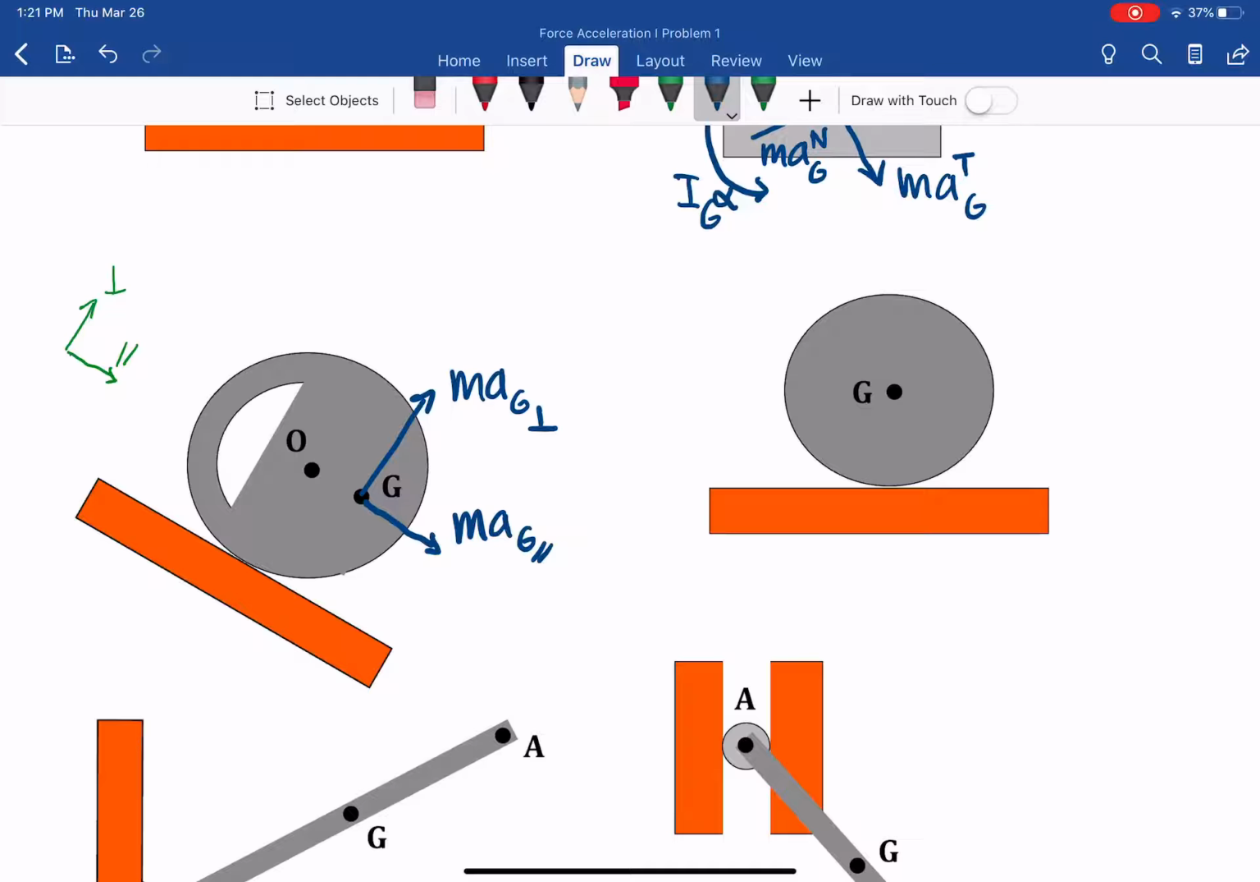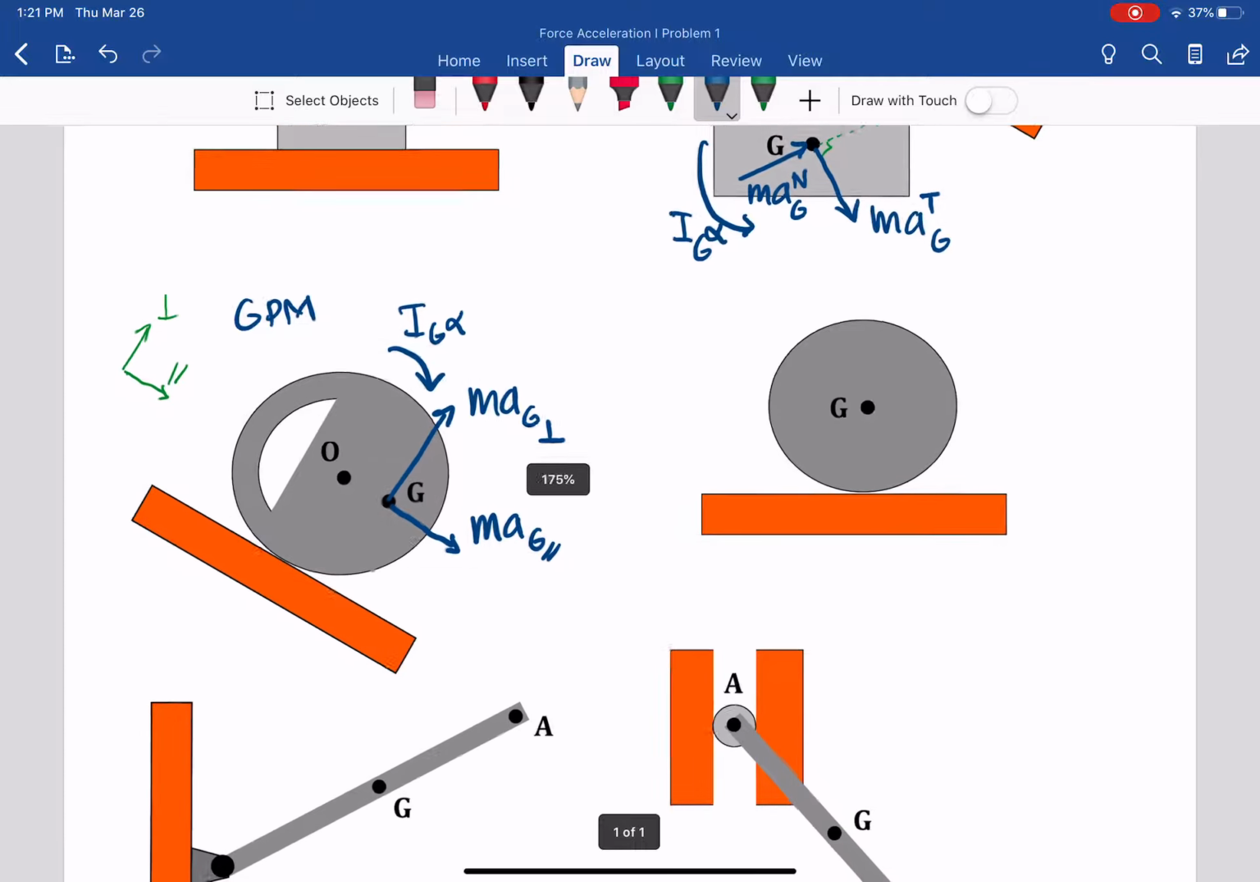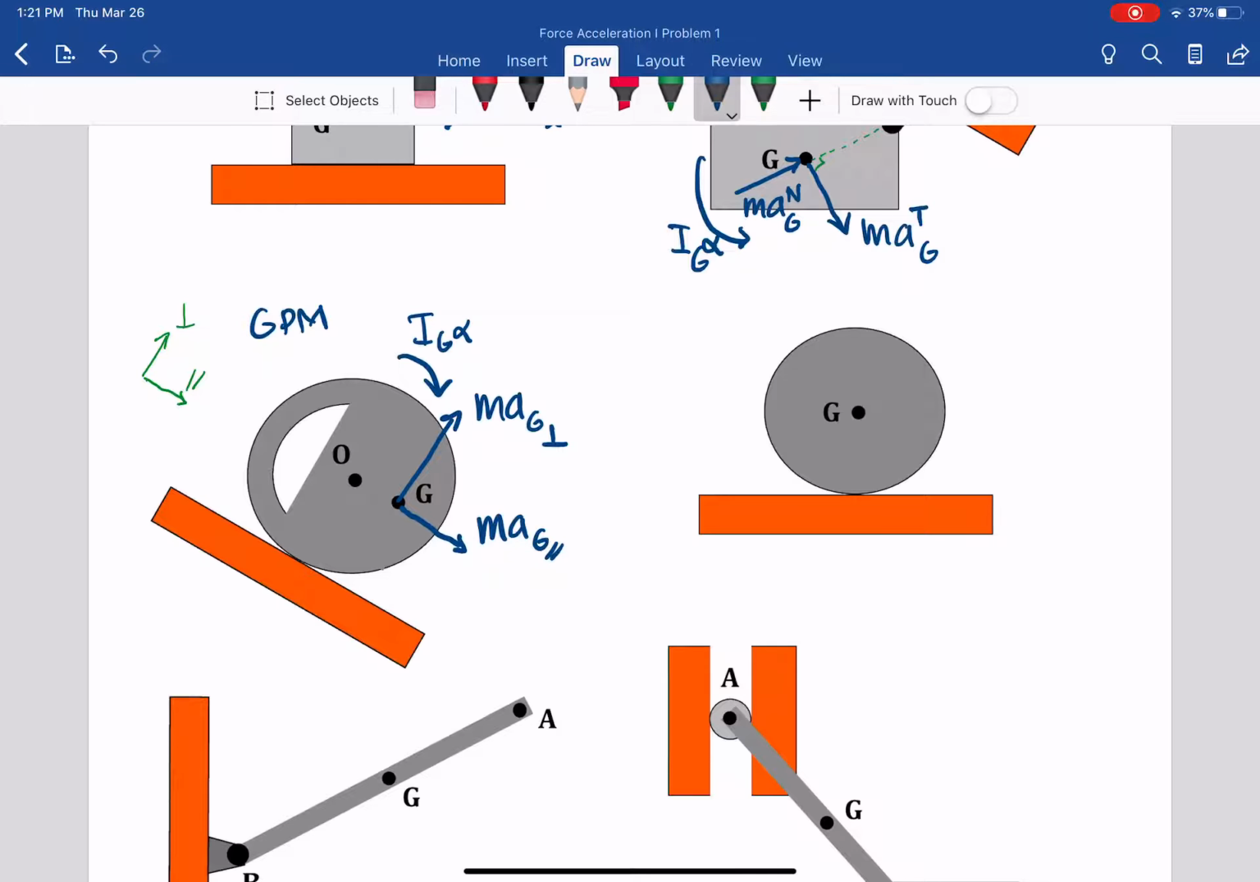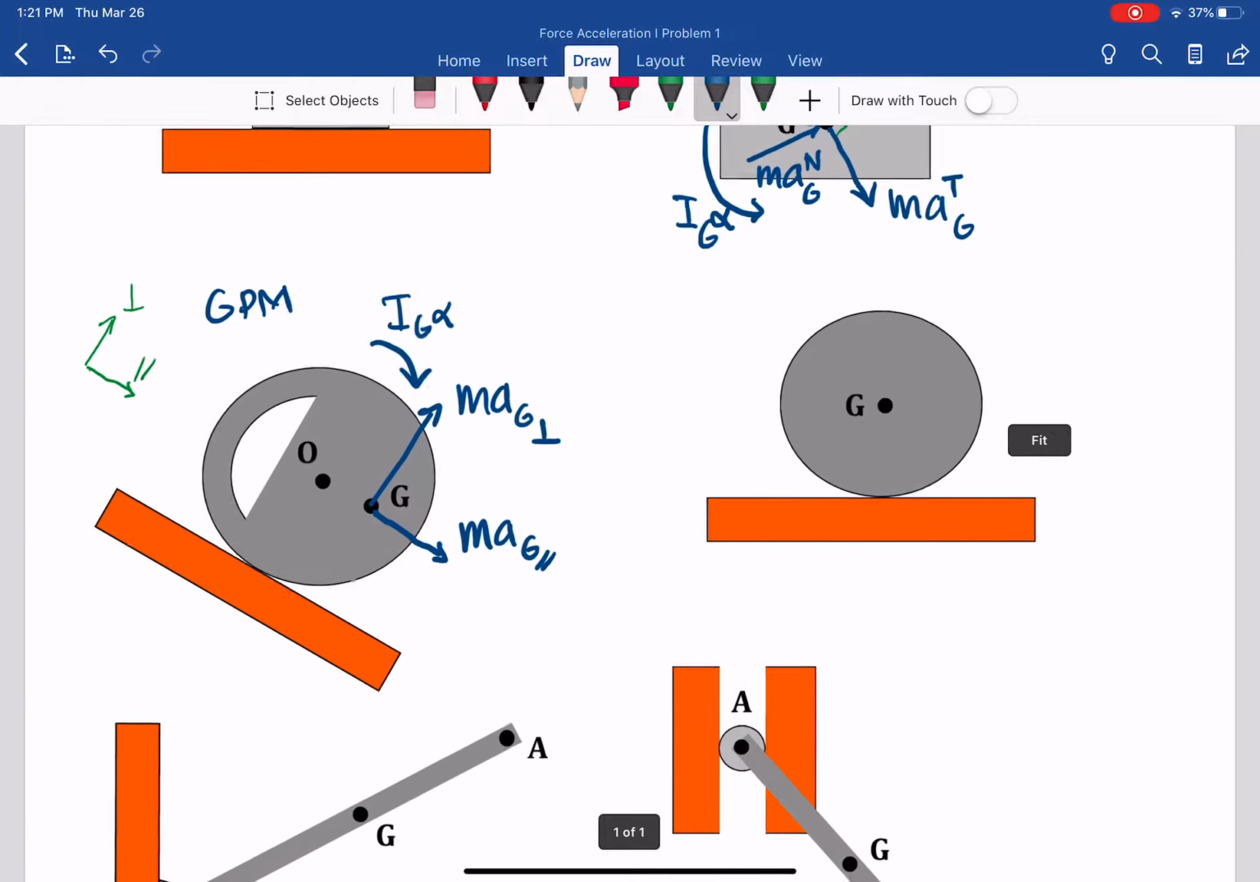So that one is GPM, U1. So you also have IG alpha. So there are three terms in this body: MAG parallel, MAG perpendicular, and IG alpha. So that is the unbalanced wheel on an inclined surface.